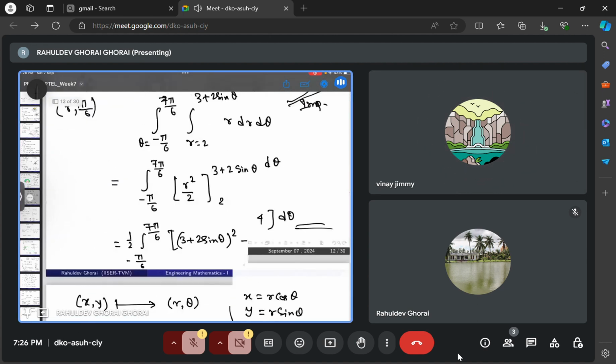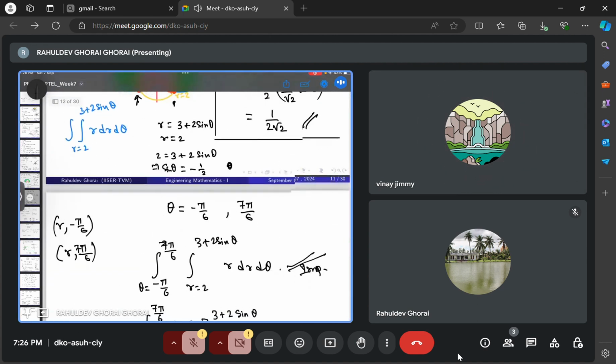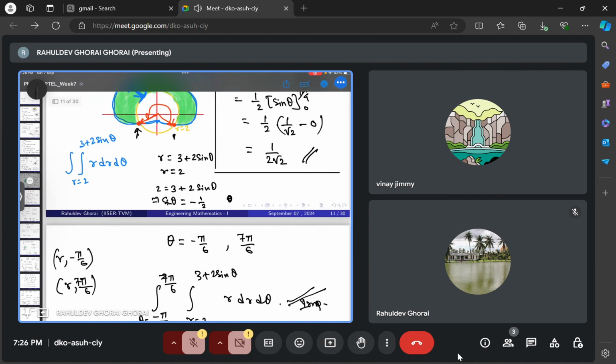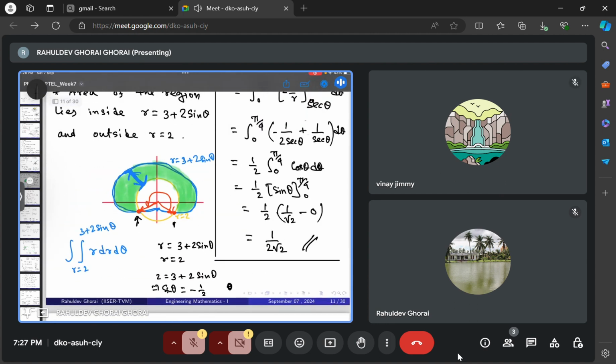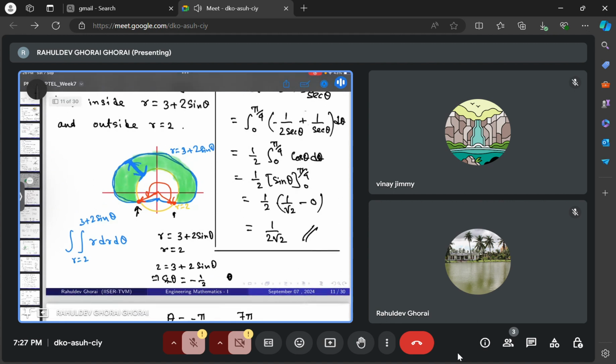Okay, circle area. Here, r equal to 2. Here we did not find any Jacobian, right? It was already given in your polar coordinate, so you don't need to change it to polar coordinate. It's already in the polar coordinate. This r equal to 2 is a circle.